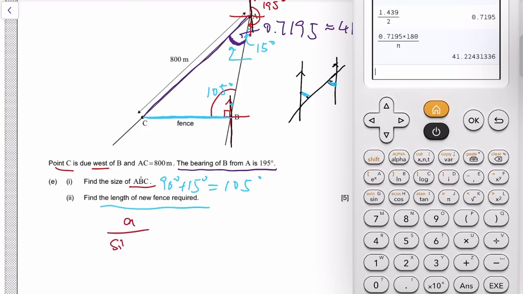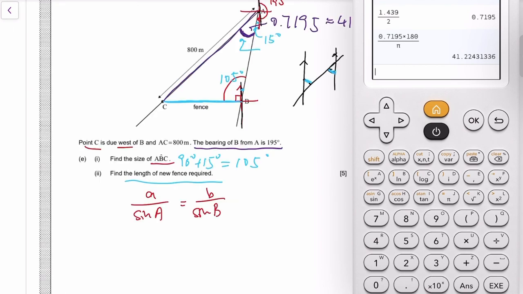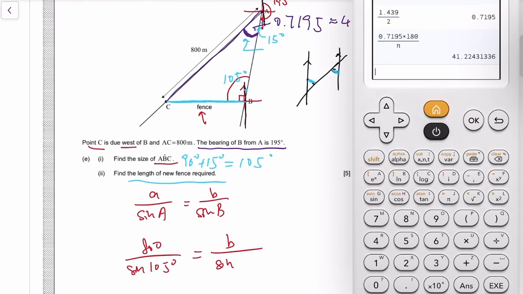Alright, so sine rule goes like this. We usually only use two at a time, where small letters are lengths, capital letters are angles, and also a is opposite to A, b is opposite to B, and so on and so forth. So which side do we have? We have 800, which would be opposite to sine of its opposite angle, which is 105. So b is what we want to find. So the fraction is b over sine of the opposite angle, which is 41.22.